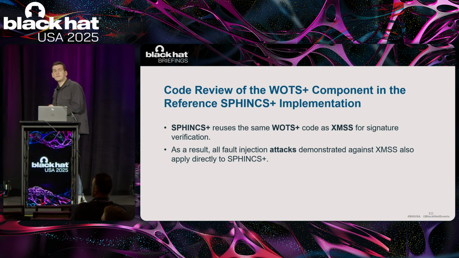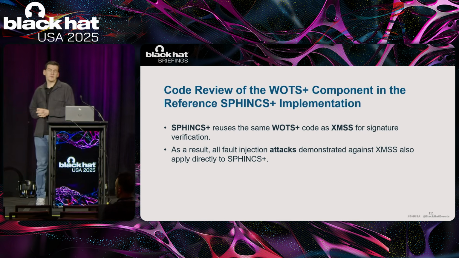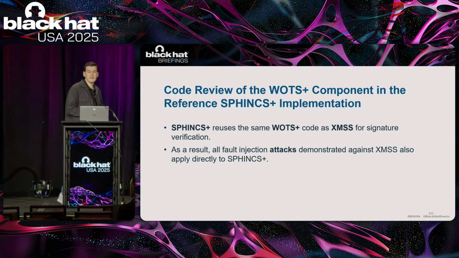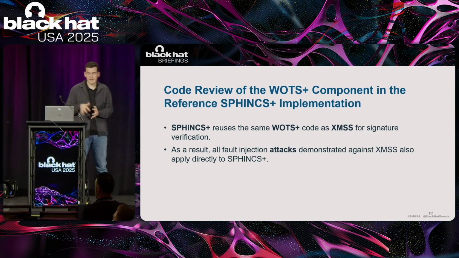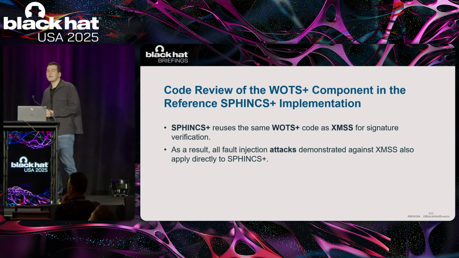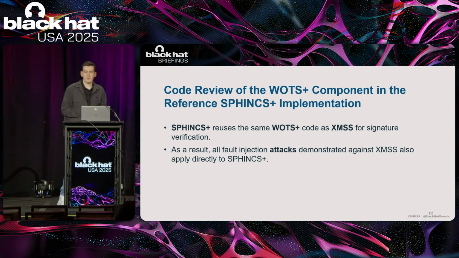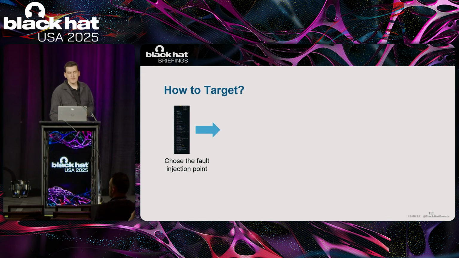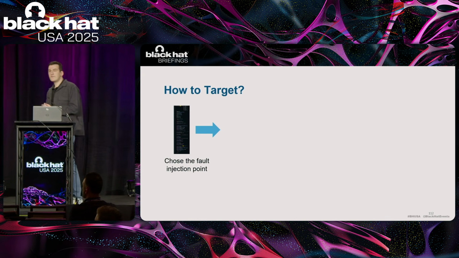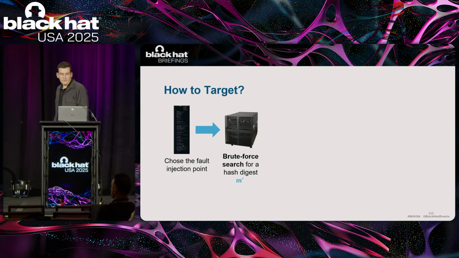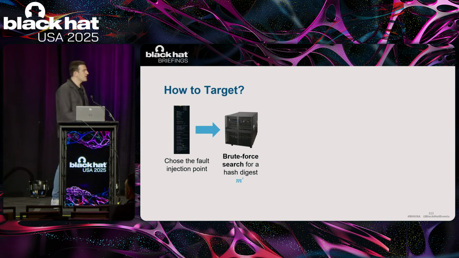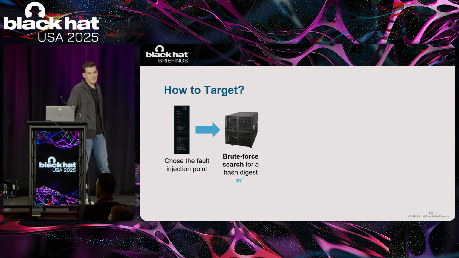And SPHINCS+ reuses the same WOTS+ code as the XMSS for signature verification. Every line is the same. As a result, all fault injection attacks demonstrated against XMSS also apply to SPHINCS+. And for how to target, first you have to choose your fault injection point, and then you have to start a brute force search for your arbitrary message.